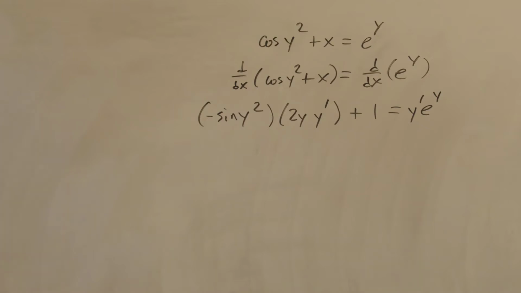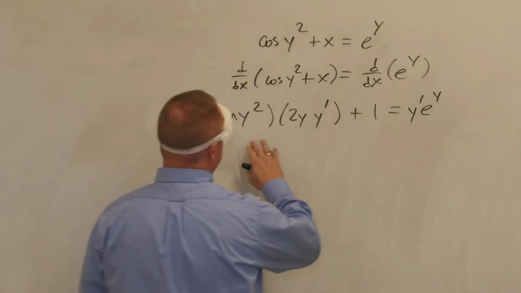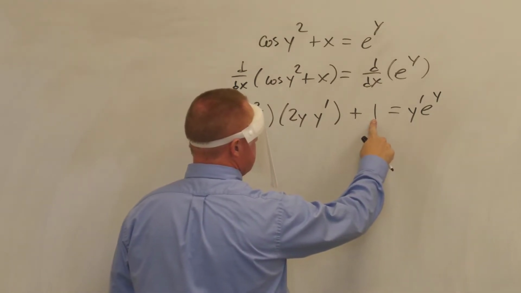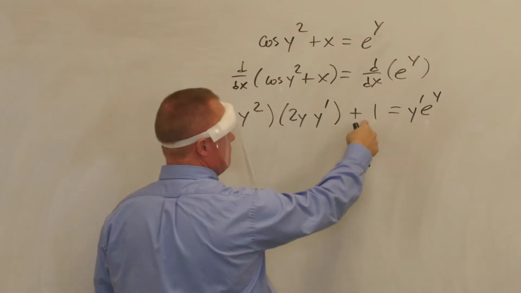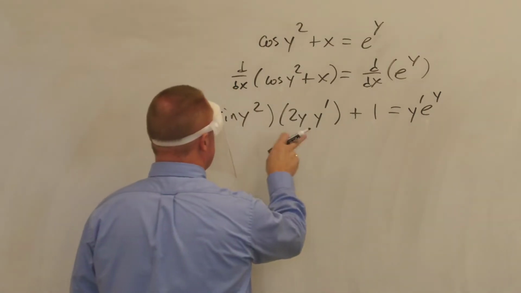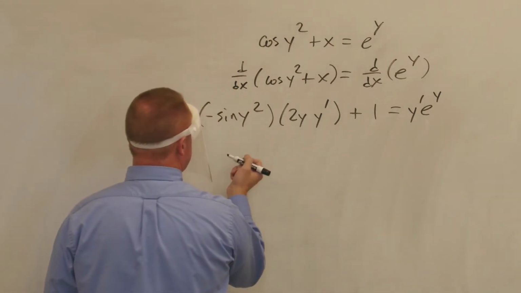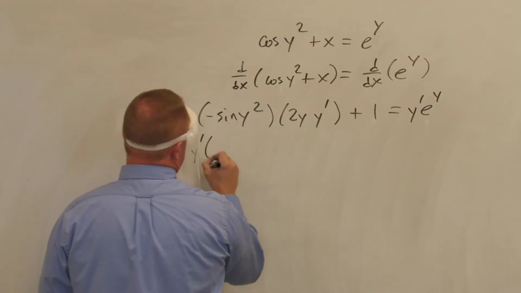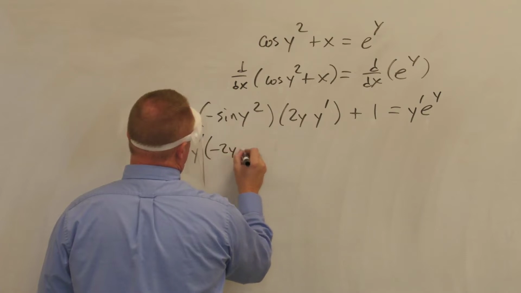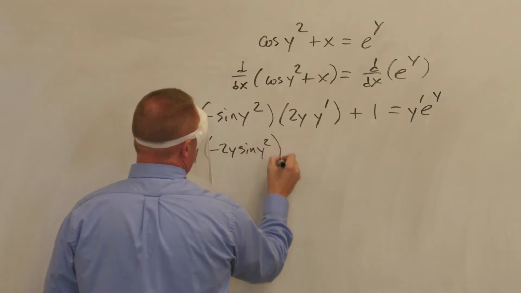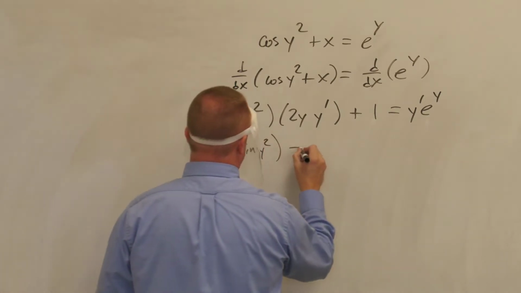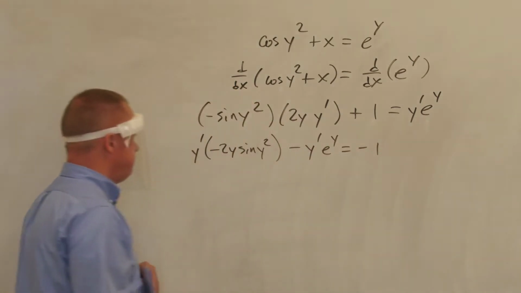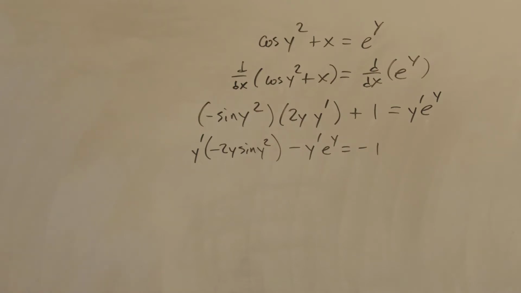Okay, so now on the left side, let's see. Let's just move the 1 to the right and move this to the left. Okay, so that'd be easiest. So I can rewrite this a bit. Let's do y prime times negative 2y sine y squared, and then minus y prime e to the y equals negative 1. Okay.